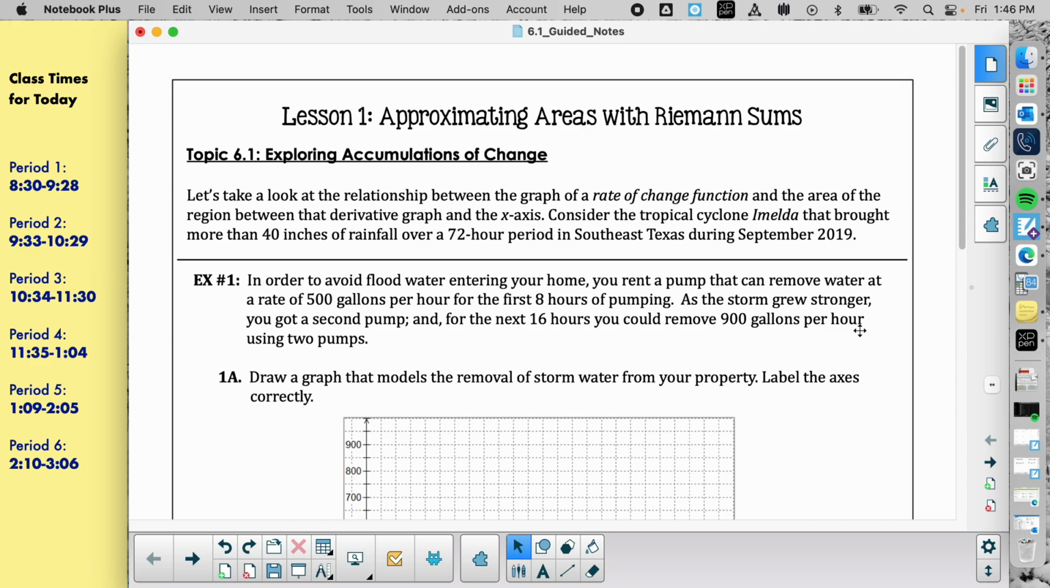Learning derivatives. Yay! We are on to the second major topic of calc, integrals.